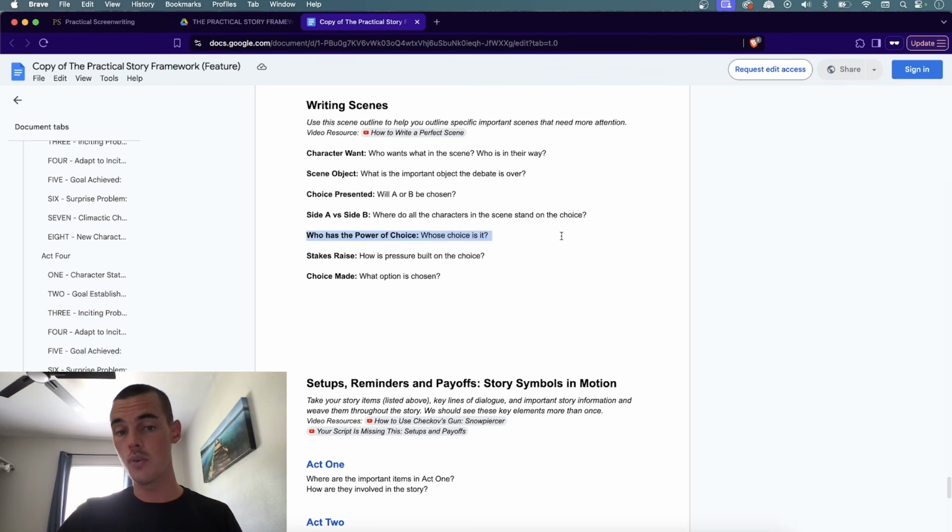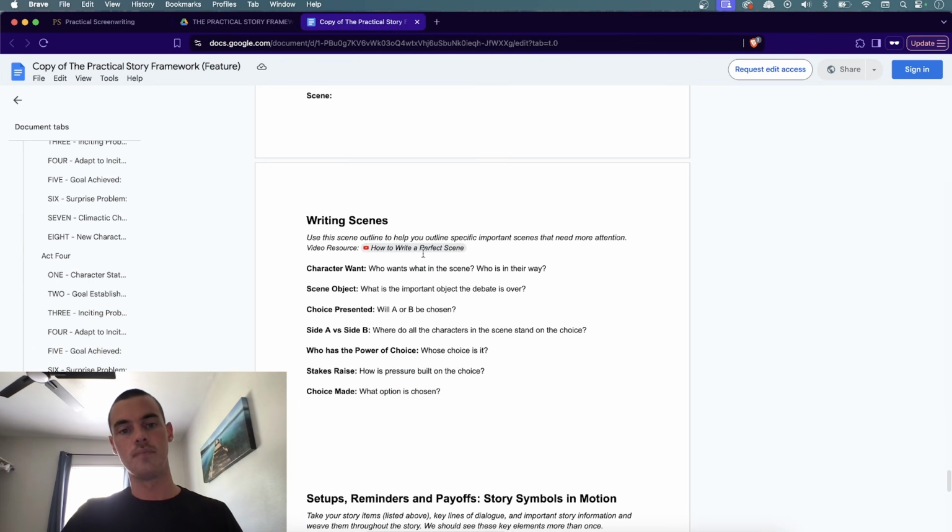Who has the power of the choice? Who actually is making the decision? Because it's not all the characters that get to make a decision. It's going to fall on one main character to make the decision in the scene. Stakes raised, how is pressure built on the choice, right? How do we get to that? What's going to happen? And then choice made, what option is chosen?